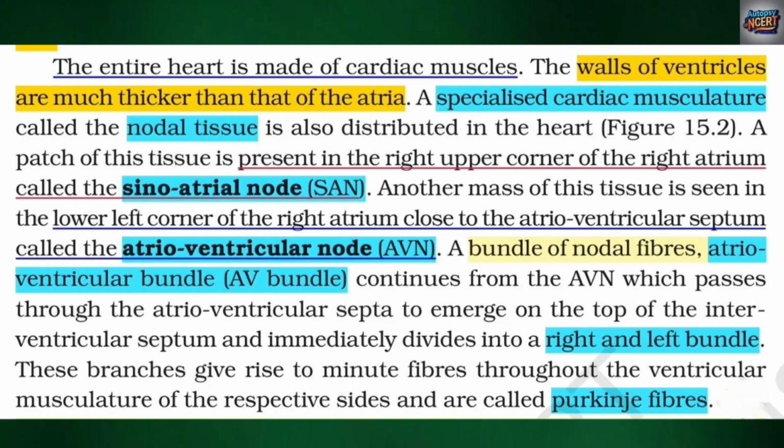A bundle of nodal fibers, atrioventricular bundle, AV bundle, continues from the AVN which passes through the atrioventricular septa to emerge on the top of the interventricular septum and immediately divides into a right and left bundle. These branches give rise to minute fibers throughout the ventricular musculature of the respective sides and are called Purkinje fibers.